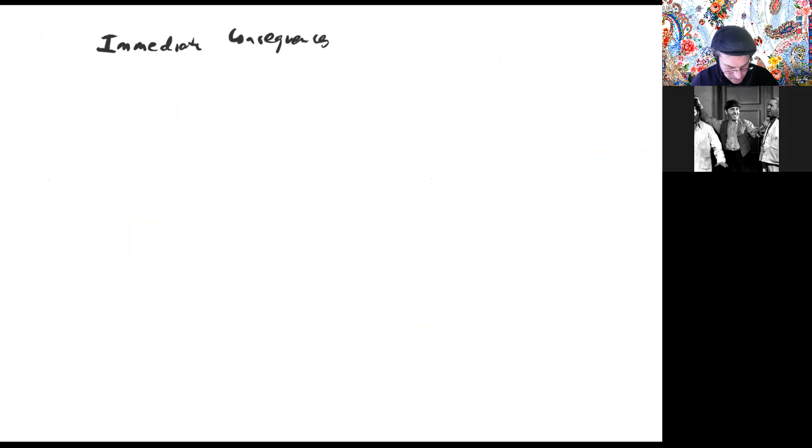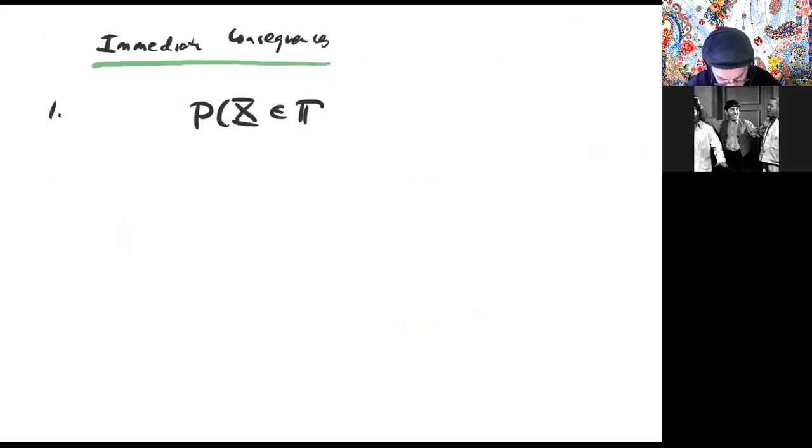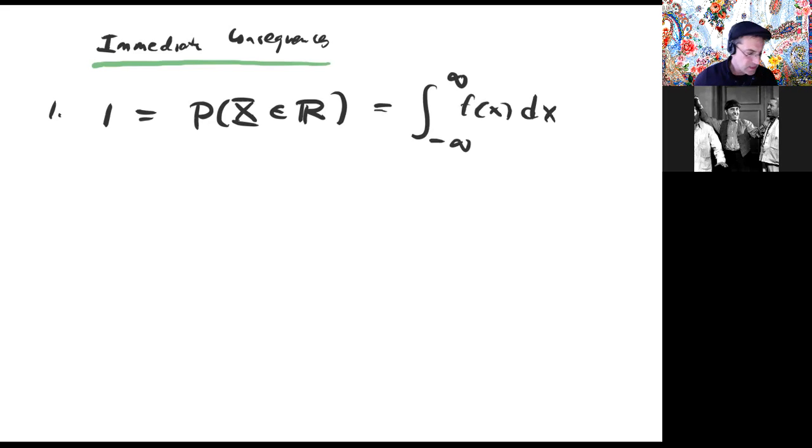Okay, so the first immediate consequence is that if we look at the probability that the random variable takes any values, that would be x in R, the entire set of the real numbers, that has to be 1. So that tells us that the integral from minus infinity to infinity of the probability density function is equal to 1.